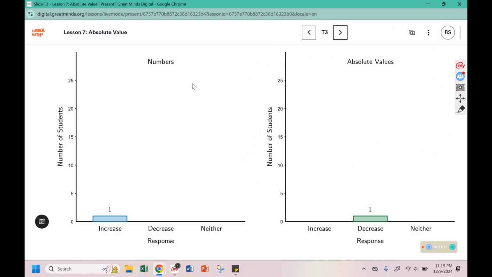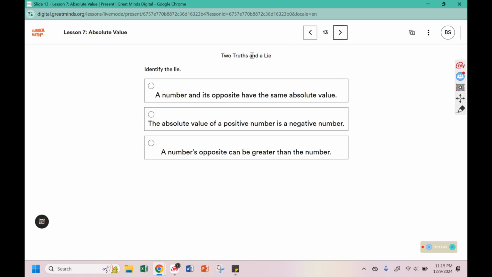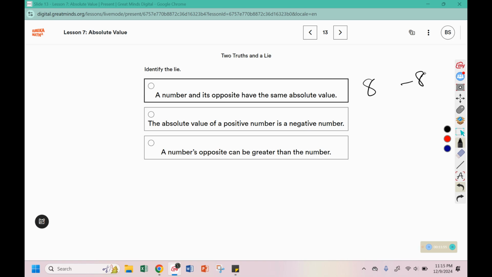Again, this is just showing you how the class has voted. Here we have 2 truths and a lie. Identify the lie. A number and its opposite have the same absolute value. Well, a number and its opposite could be like 8 and -8. Do those both have the same distance from 0? That's true. We are looking for the lie.